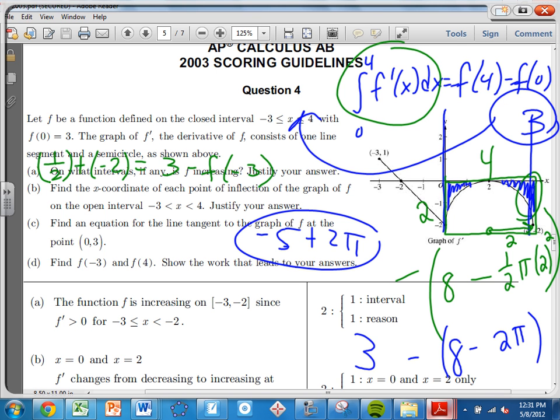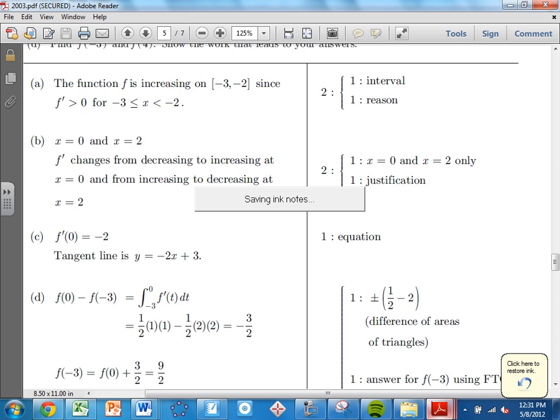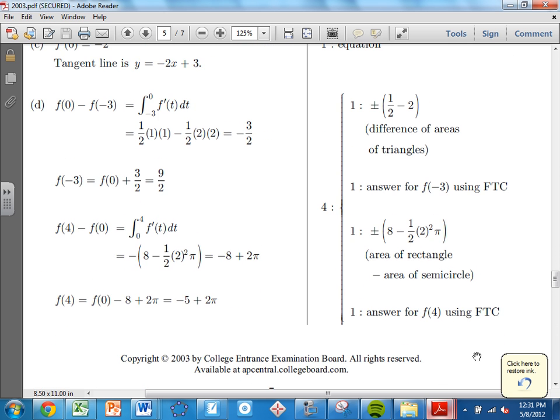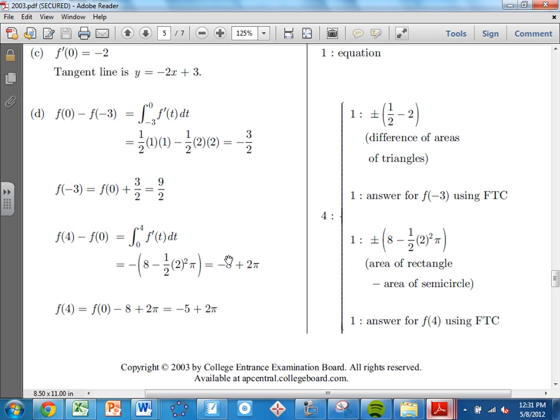That is the value of f of 4. Okay? And it's in terms of pi. So the answer key, we're going to see negative 5 plus 2 pi, but I think they actually put a decimal. Let's see what they did. Oh, no, they didn't put a decimal. They get negative 5 plus 2 pi. Again, our last answer was 4.5. That's right here. And again, it's just the fundamental theorem they're going through. That's all. Okay, but look, 4 points for this.